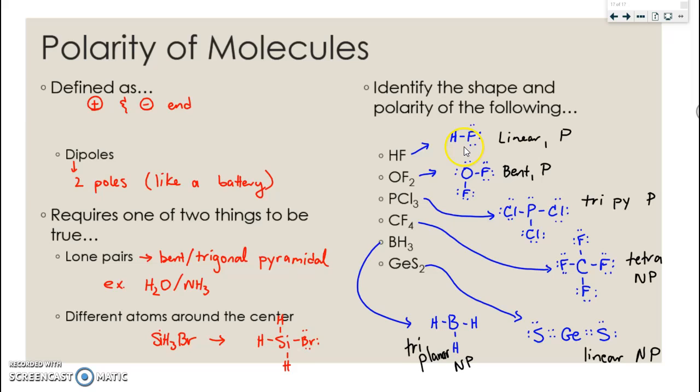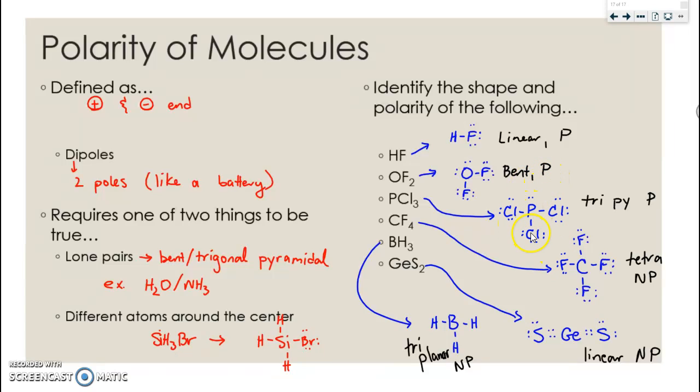HF would look like this. Since it's only two elements, it has to be linear, but because they are different, it has to be polar. OF2 has two lone pairs right here and right here along the center, and two atoms, so it's a 2-2 and bent. And because of the lone pairs in the center, it's polar.